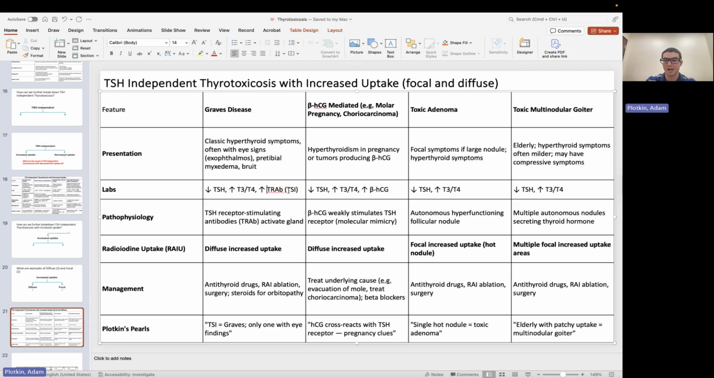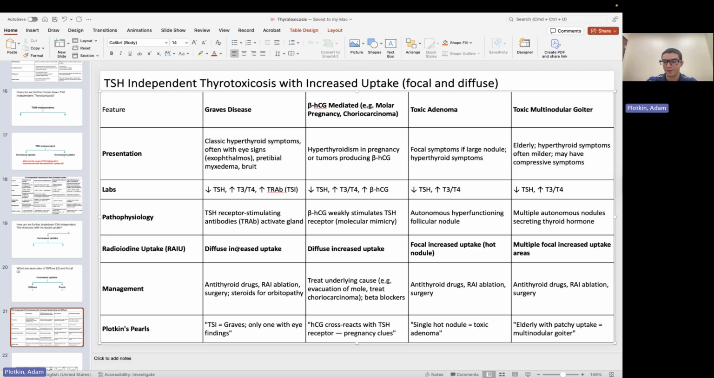So the TRAb or TSI stimulates my thyroid. The thyroid then makes T3, T4. T3, T4 feed back, and they shut down TRH and TSH. So T3, T4 are high, TSH is low, and if we test for the antibody in the blood, the TRAb or TSI will be elevated.